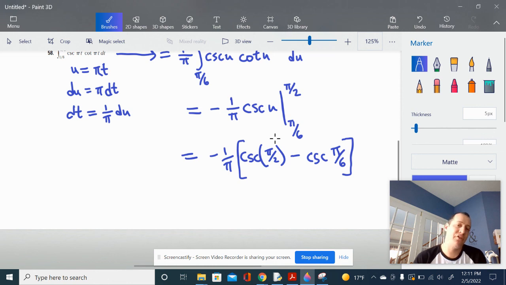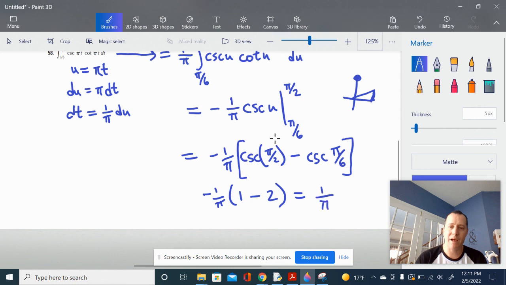Cosecant of pi over 2, I'm just thinking it's 1 over the sine, right? So if I picture on the unit circle, pi over 2 is up here. The sine of pi over 2 is 1. So the cosecant of pi over 2 is 1 over 1. So this is negative 1 over pi times, this is 1 over 1, so 1 minus. And then pi over 6 is down here, and the sine of pi over 6 is 1/2. So 1 over the sine of pi over 6 is going to be 2. So it's going to be minus 2. And so this is negative 1 over pi times 1 minus 2, which is going to be negative 1. So it'll be positive 1 over pi is the answer to this question. That's it.